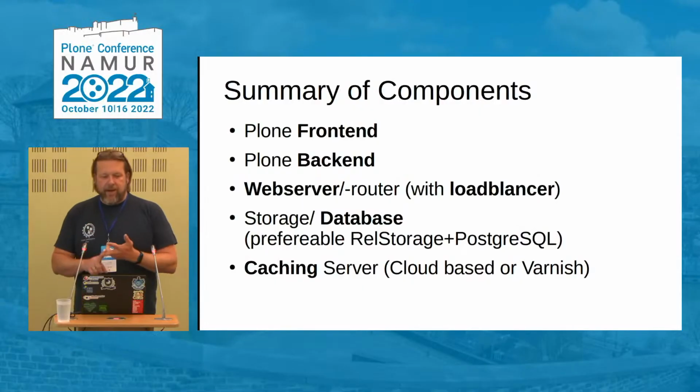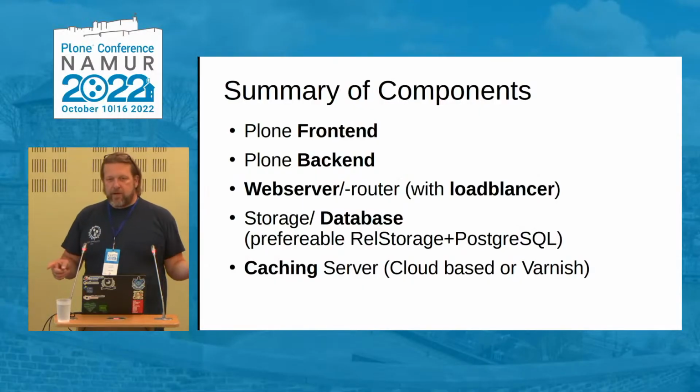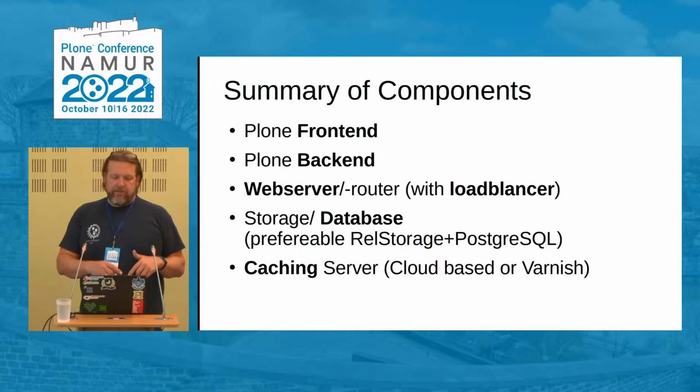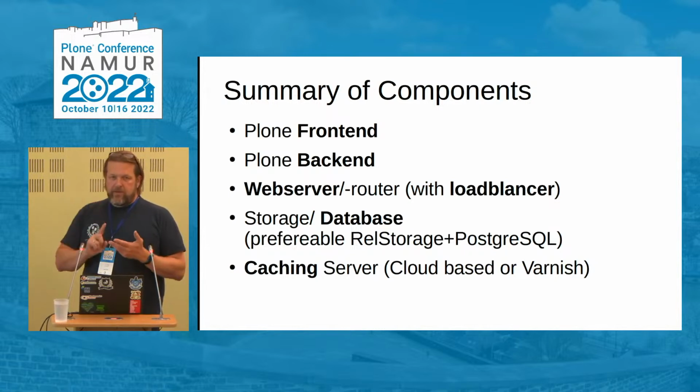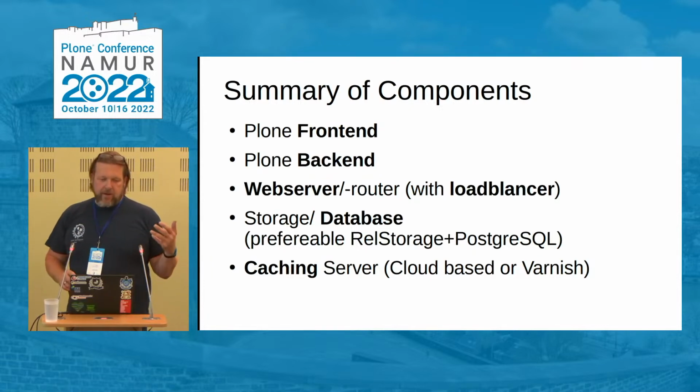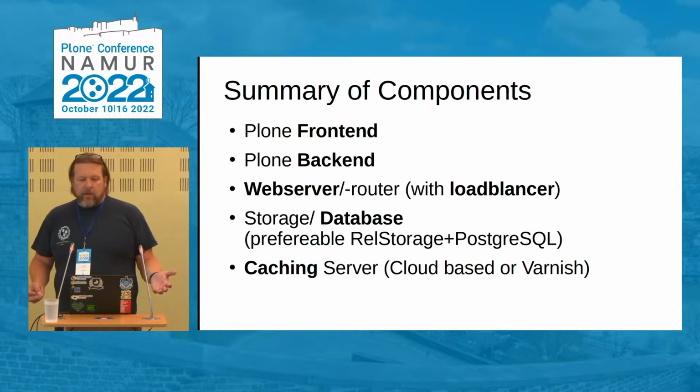Okay, so a short summary of the components. We have the front end, we have the back end, we have a web server or web router, and probably we also need, I skipped this a bit, a load balancer, because somehow we need to balance the load to the different backends or different front ends. You can use an Ajax proxy, or you can use Varnish to load balance, or you can use the Traefik web server to load balance. Then we have the storage, maybe RelStorage with Postgres, or maybe also with MySQL, and some caching server. So that's our big picture now, right? That's what we have.